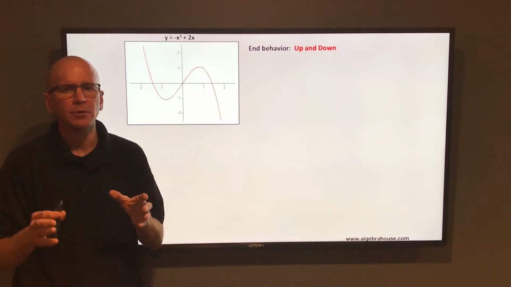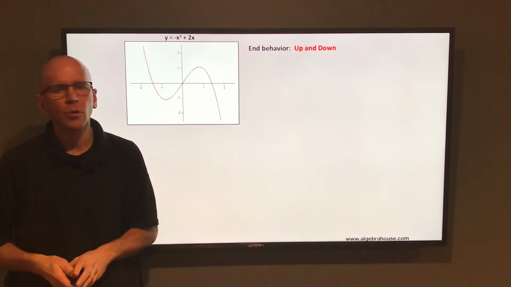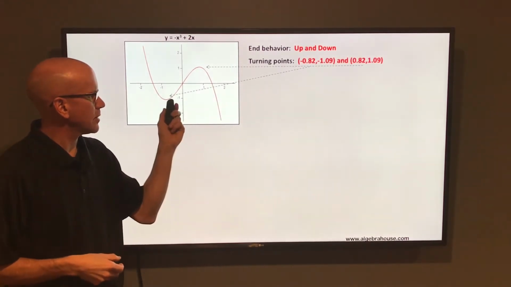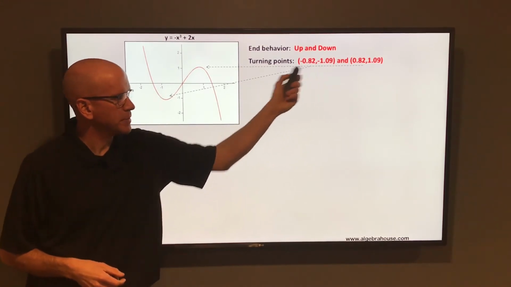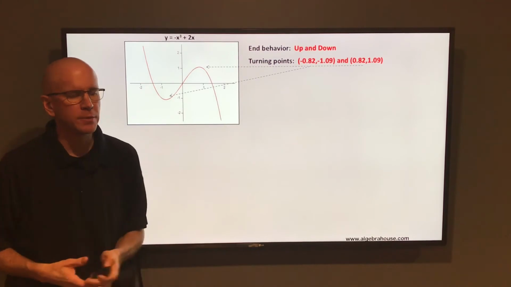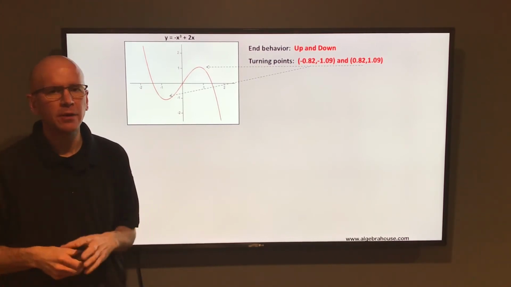Where it completely turns and goes in the other direction, that is a turning point. There are two of them. To get the coordinates on those turning points, you'd have to use a graphing calculator. The coordinates of this turning point would be negative 0.82 and negative 1.09. And the coordinates of this turning point would be 0.82 and 1.09. So the intervals of increasing or decreasing, there are three intervals here.